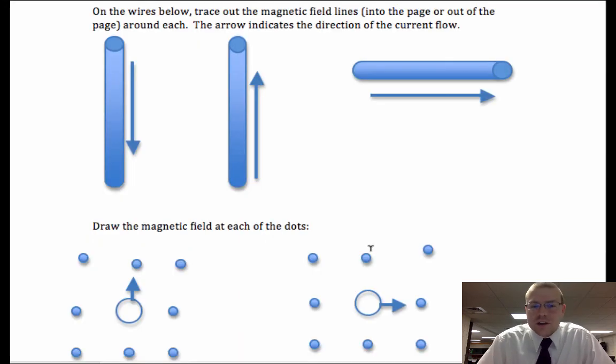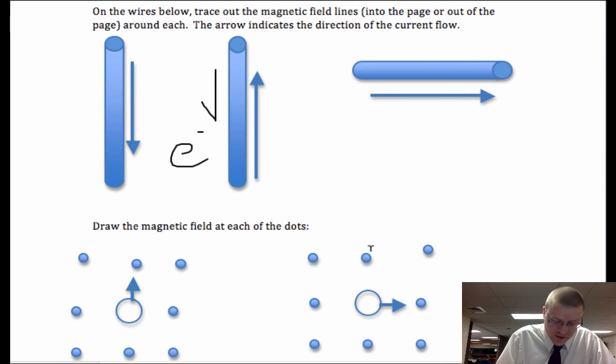So the examples I'd like you to try here are on this page that we gave out in class, and you can see we've already done a couple of these with the current carrying wires, the current going up or down. What if, instead of looking at the positive flow of charge, if the positive flow of charge was up in that one, that means electrons are actually flowing down. Show me where the magnetic field is with the electrons flowing in the opposite direction.